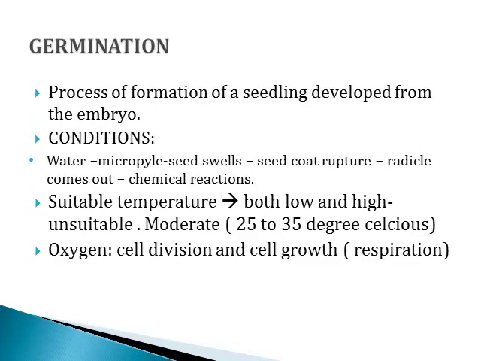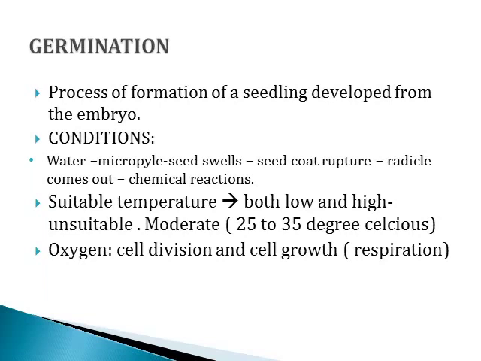The next process we are going to see is germination. What is germination? It is the process of formation of a seedling developed from the embryo. As I said before, the seed remains dormant, that is inactive, until it is exposed to favorable conditions. Though it remains inactive, small chemical activities take place, and diffusion of gas also takes place within the seed itself. Once it reaches favorable conditions, it starts germinating.